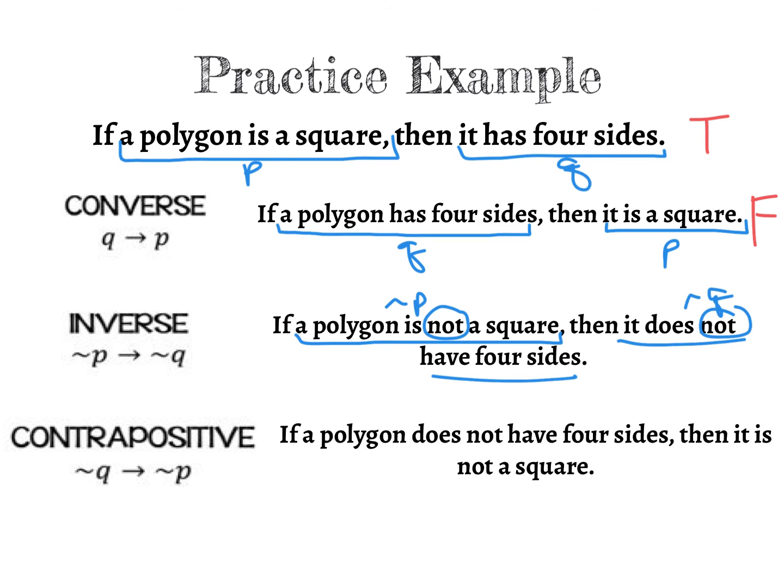So now is this true? Take a second to think about it. If a polygon is not a square, then it does not have 4 sides. Pick a polygon that is not a square, like a rectangle. Does it not have 4 sides anymore? False. That's how you check the validity.